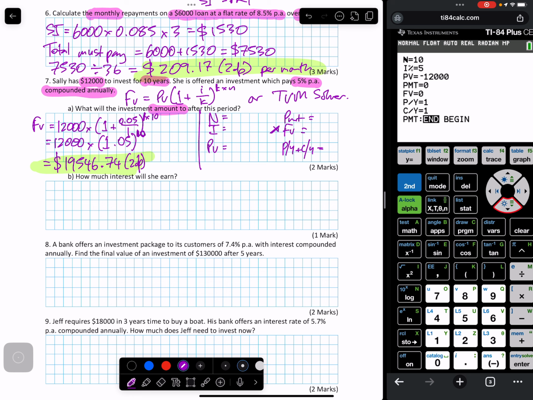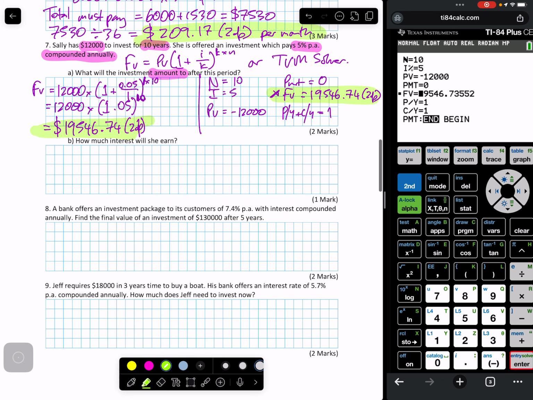FV, highlight it, press alpha, enter, and that also spits out exactly the same answer. Negative 12,000, PMT 0, FV is 19,546.74 to 2DP. PY and CY are 1. I'll accept both ways because you'll be allowed to have TVM Solver. In this solutions video, I need to show both. You don't have to do both.